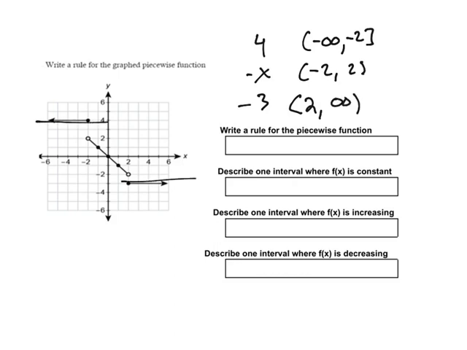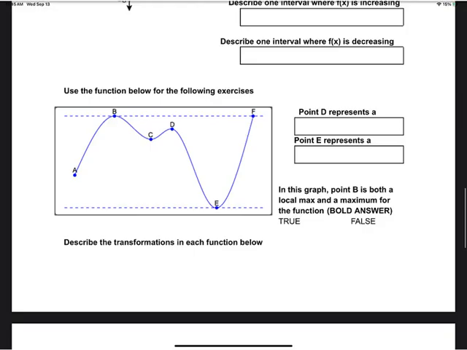The function's constant here or here, it doesn't matter. You can pick this interval or this interval. And the function is never increasing, and the function's decreasing right here, so from negative 2 to 2. When you talk about increasing, decreasing, or constant intervals, you don't ever include the actual endpoints. You just write it with parentheses.